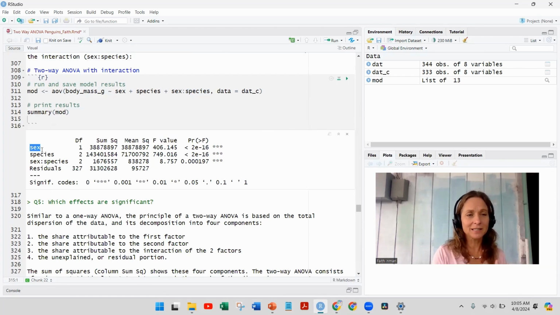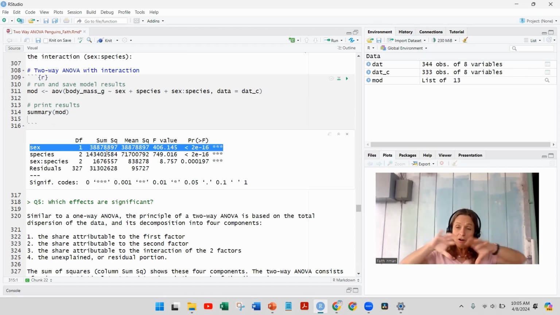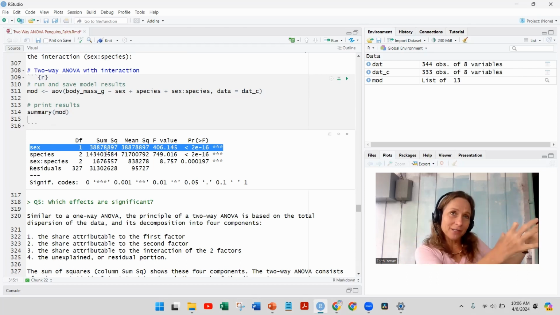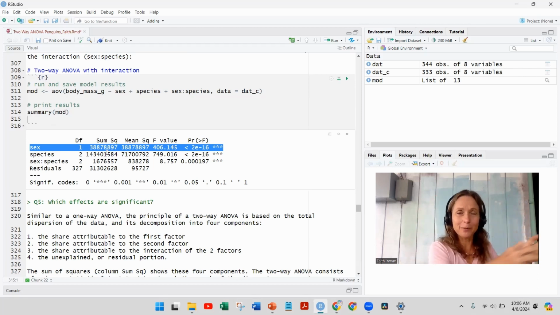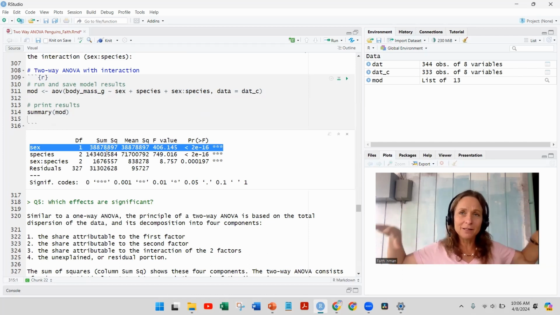So sex, you can see, is highly significant. It's a significant effect. That means if you looked at all the species of penguins together and you grouped all the males together with all the species in that group and all the females together with all the species in that group, the male and female body size by mass would be different. They're different. But it doesn't tell us anything about how they differ within species.